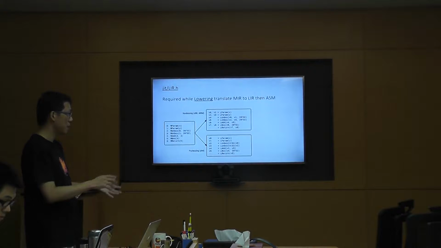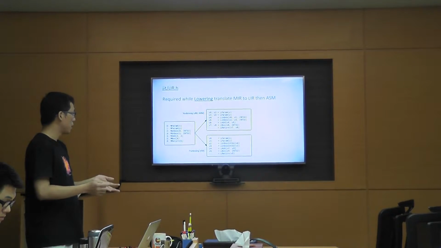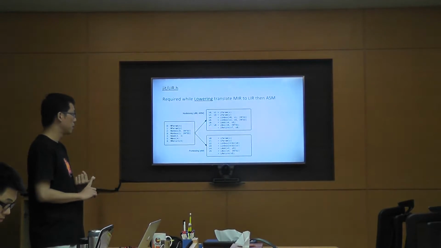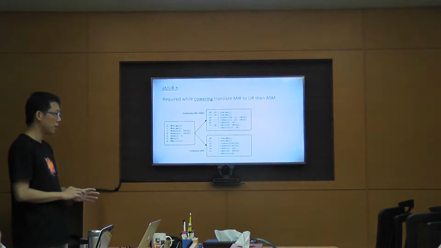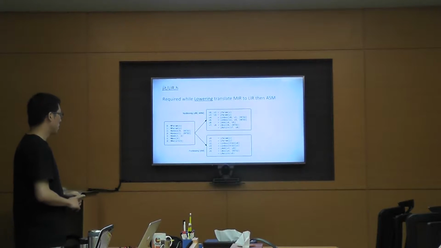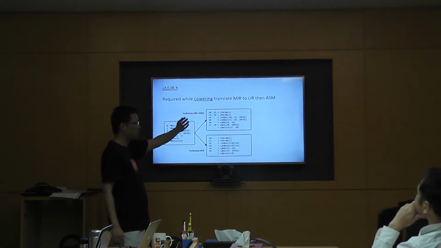Compared to MIR, which is a middle-layer instruction representation, we have another one, LIR. LIR is basically adapting to the CPU and the ISA, which means it can handle the length of the integer or the character. So the MIR will be translated to LIR, and the LIR will be translated to assembly.